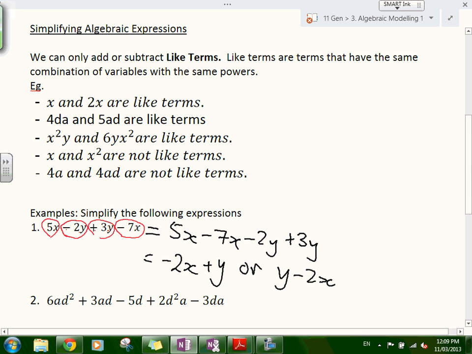So we need to be careful that you're doing the operations correctly. So in this case, it's not 2y plus 3y. It's not as if there's brackets here. That's not the way it is. You're saying that it's minus 2y plus 3, which is positive. Okay?